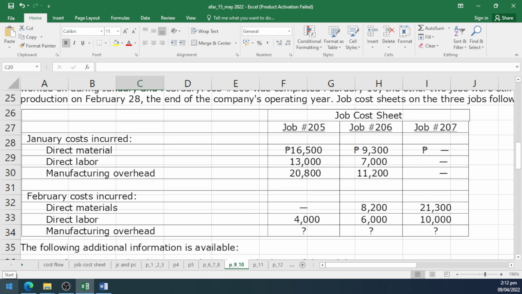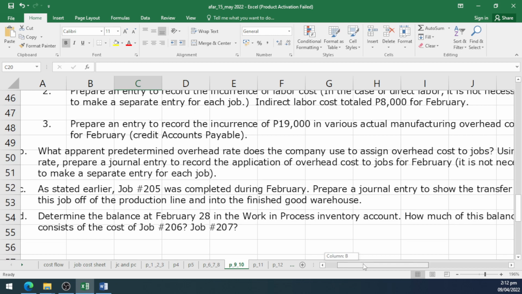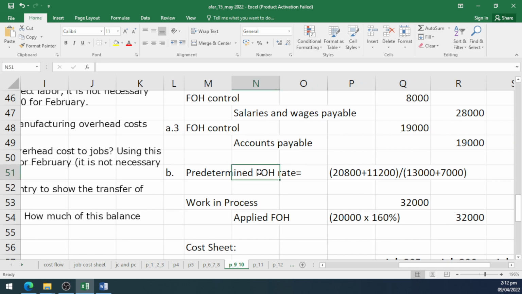For example, 205, 20,800 over 13,000, or 11,200 over 7,000, or you can total 20,800 plus 11,200 over 13,000 and 7,000. That is the overhead rate. So in this case, this is the computation of our predetermined overhead rate. The total overhead applied to jobs last month is 20,800 plus 11,200.